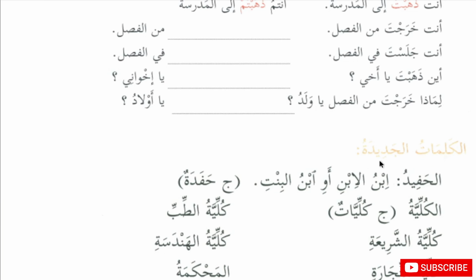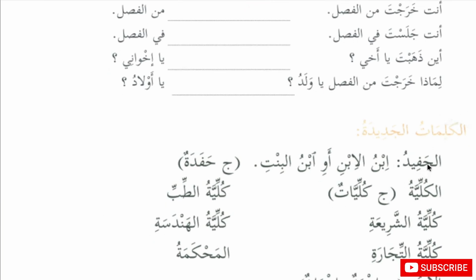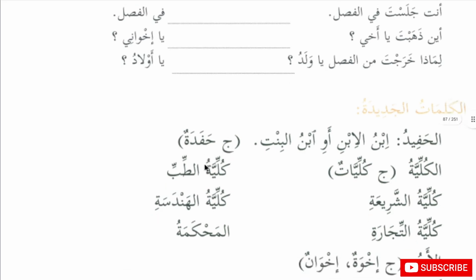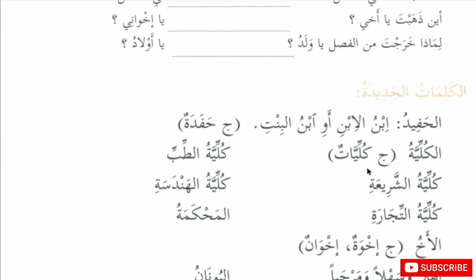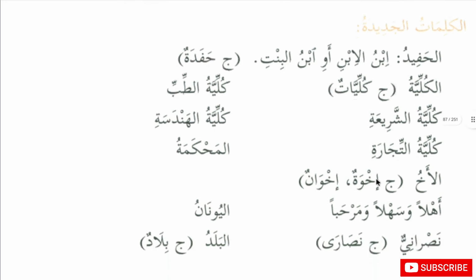Al-kalimat al-jadida, the new words. Al-hafidh. It says ibn al-ibn, the son of the son, or ibn al-bint, the son of the daughter, which basically means a grandchild. Plural, hafadatun, grandchildren. Al-kulliya, plural is kulliyat. Faculties. Kulliyat al-sharia, for the faculty of law or sharia. Kulliyat al-tijara, the faculty of commerce.